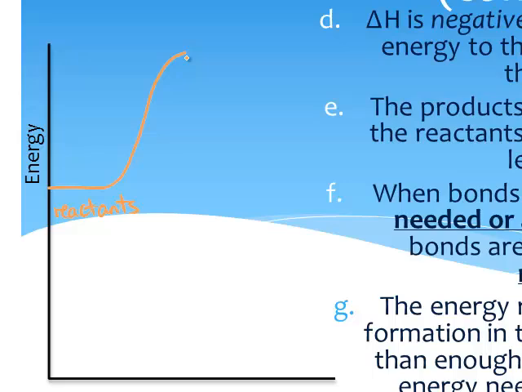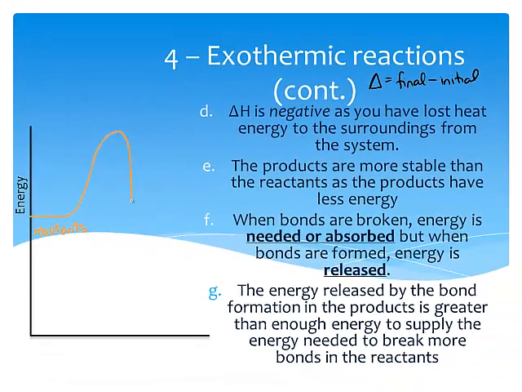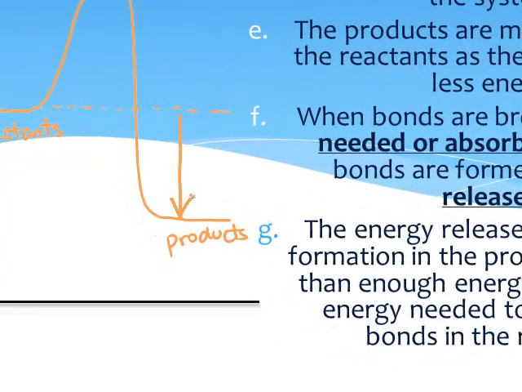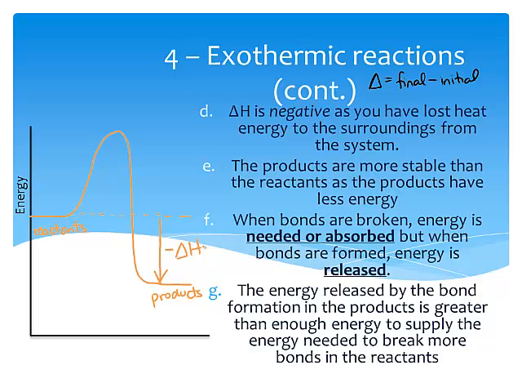Now, as bonds are being reformed, energy is given off. And what we see with an exothermic reaction is that the energy stored in the products, down here, is less than the energy of the reactants, and as a result, we have a negative delta H. So on this diagram, we would show that the products are lower than the reactants were in energy, meaning that our delta H value here is negative. And keep in mind, regardless of the reaction, energy is needed or absorbed in order to break the initial bonds.